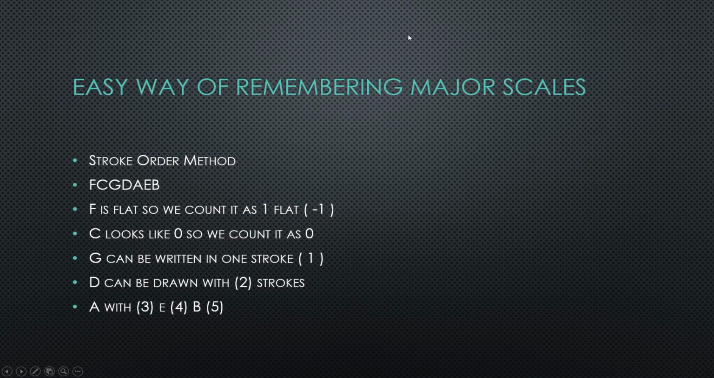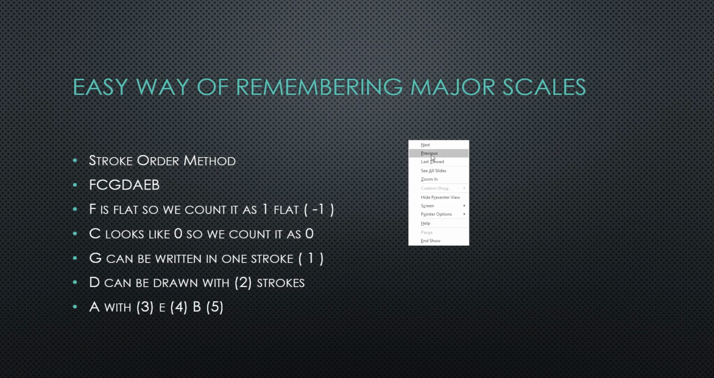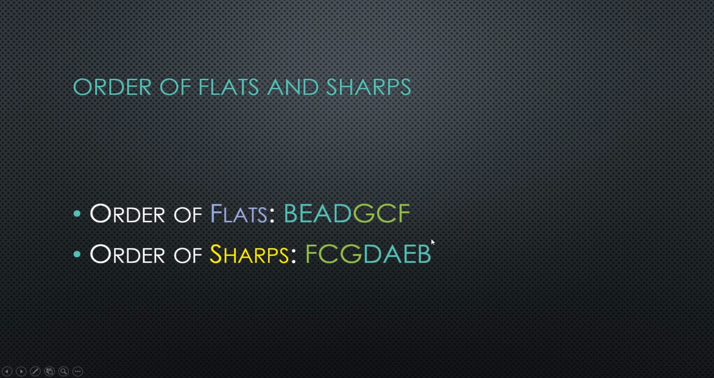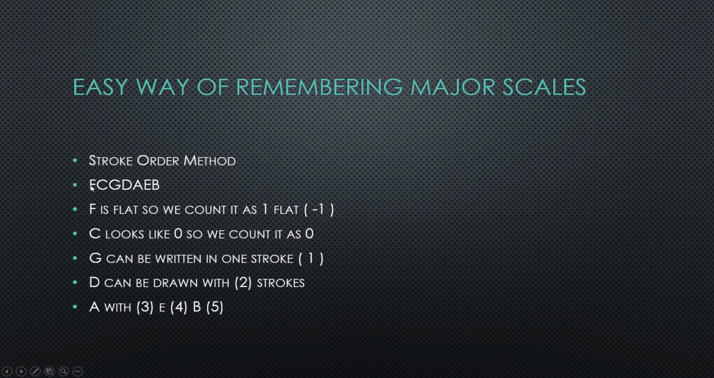Next up, we're going to talk about an easy way of remembering the major scales, all right? There's a method that I came up with called the stroke order method, which I'll show you after this, but it's basically the way you write the letters. You'll see it in a moment. But here is the order of the major scales in terms of how many sharps or flats are in the scale. So notice F, C, G, D, A, E, B. If you remember, that is basically the order of sharps right here.